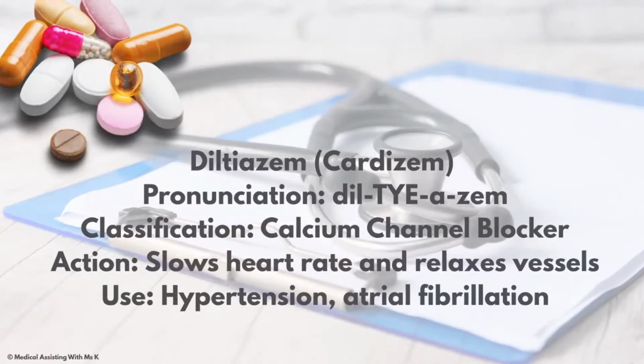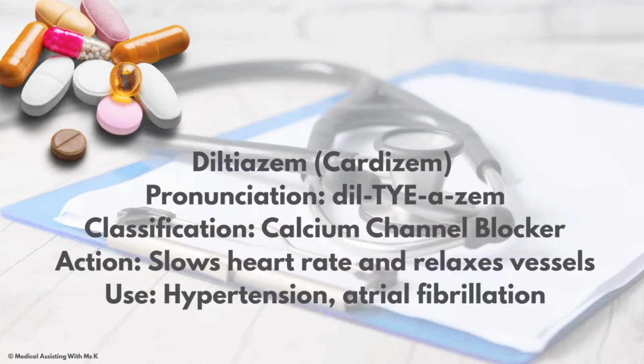Next medication is Cardizem. The generic is diltiazem. Classification is calcium channel blocker. It slows heart rate and relaxes vessels. Used for hypertension and atrial fibrillation.